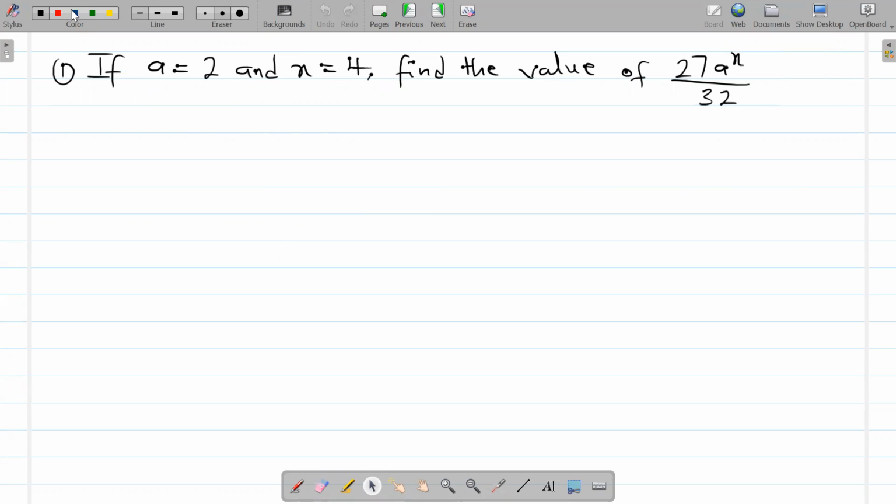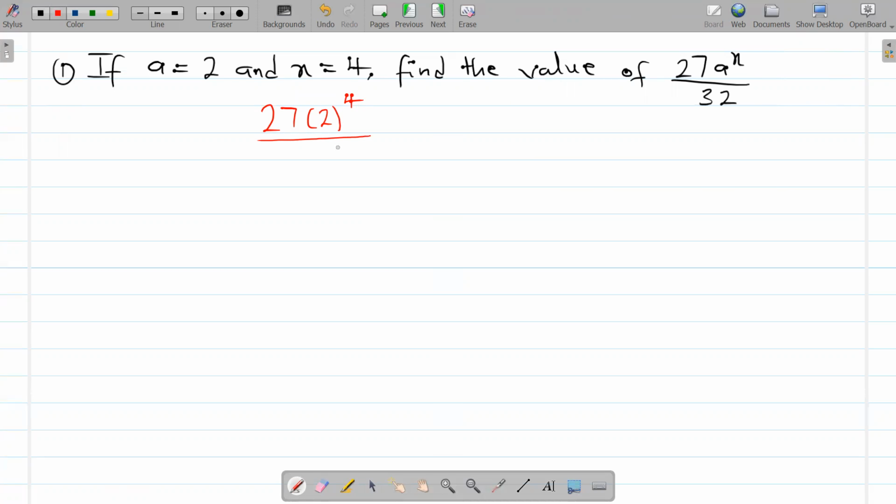So if A is equal to 2 and X is equal to 4, find the value of 27 A exponent X over 32. So how did you solve this? So I did 27 multiplying 2, to the power of 4, dividing 32.